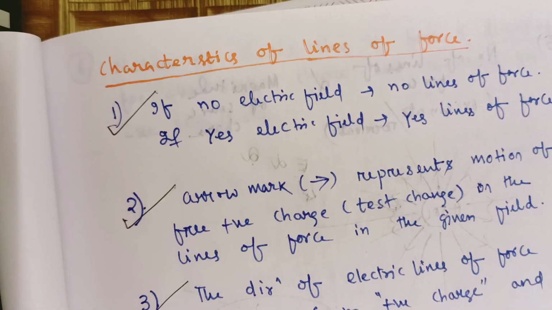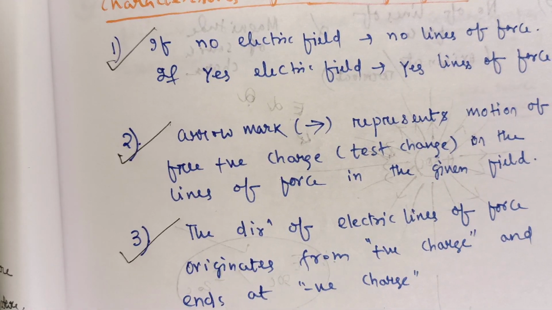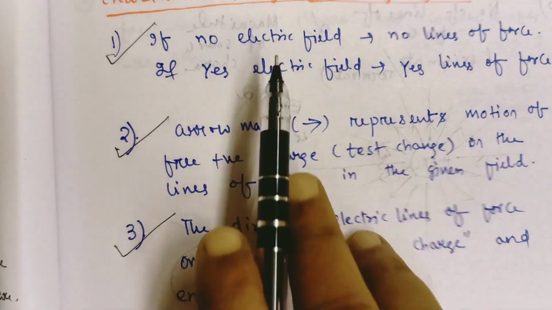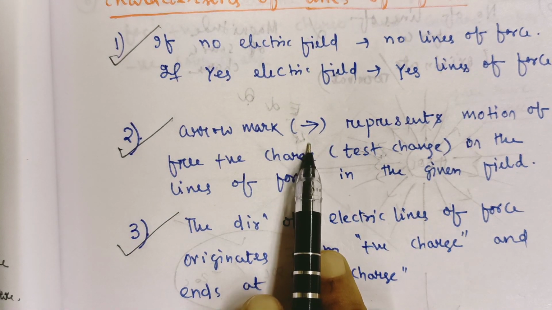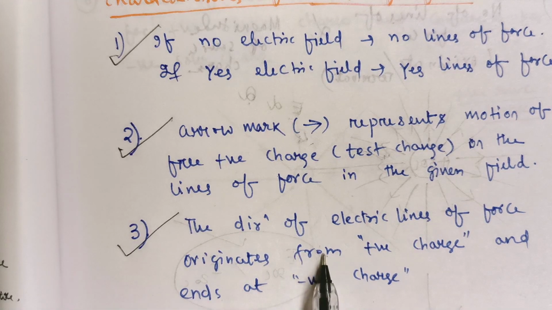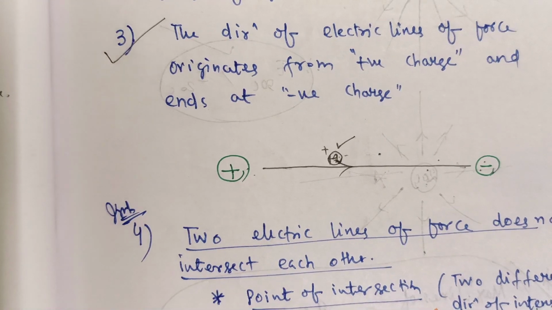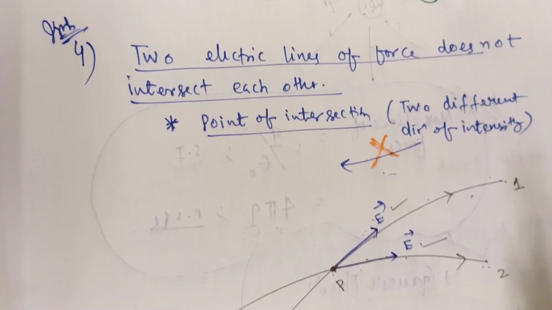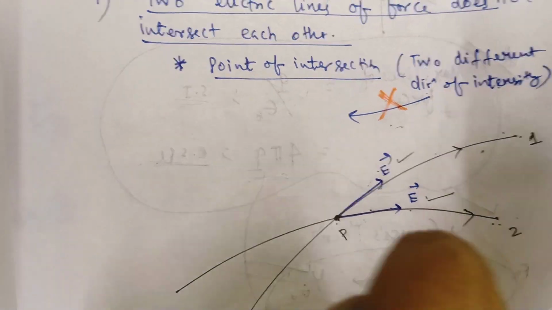Let me summarize it. First, the direction of electric lines of force is the tangent at every point on it. The number of lines of force per unit normal area gives the strength of the electric field. If there is no electric field, there are no lines of force. The arrow mark represents the motion of a free positive charge in the electric lines of force. The direction of electric lines of force usually starts from positive charge to negative charge. An important point: two electric lines of force do not intersect each other, because at the point of intersection we would get two different directions of intensity.